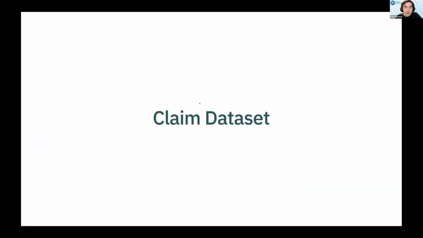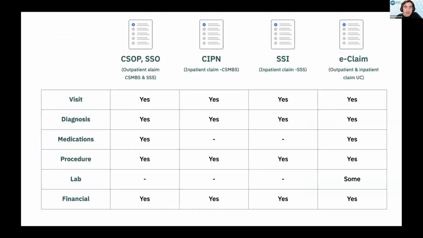So I want to show you a little bit of the claim data set. We have 5 claim data sets, right? And 2 of them are pretty much the same, so I put them in the same column. All of them share the visit information, the diagnosis information, the procedure information, and of course the financial information, because it's the claim data. But only some of them have the medication data, and only this one has the laboratory data. But even where they have it, it is not so well structured and doesn't have much detail.